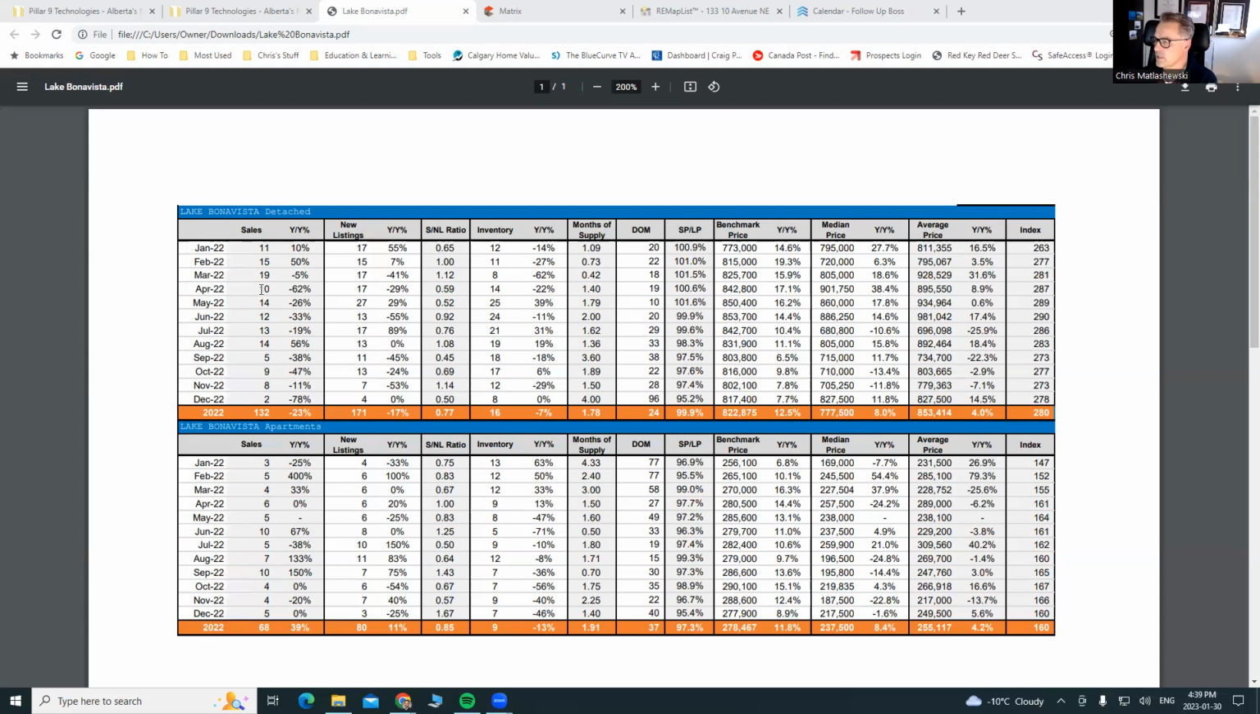We did see a consistent bump with the single family pricing at around 8%, with the median price around 237,000 and the average price around 255,000. So that's a detailed breakdown of what went on in Lake Bonavista for the entirety of 2022, and it gives you some stats for what's going on for the month of January.